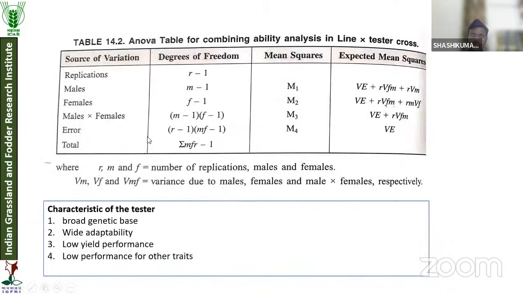So when you use a tester for deciding whether the line is having high GCA or high SCA, it should have some traits. To identify a tester, you should consider different characters. One is a broad genetic base. If the tester is having a broad genetic base, then it is very easy to judge the inbred line. If it is a narrow genetic base, suppose a tester for some specific conditions like drought or salinity, then whatever analysis you do, it will judge the inbreds majorly for that particular environment. If you use a broad genetic base tester, then the inbreds can be judged for different environments. So that is the idea, that is wider adaptability.